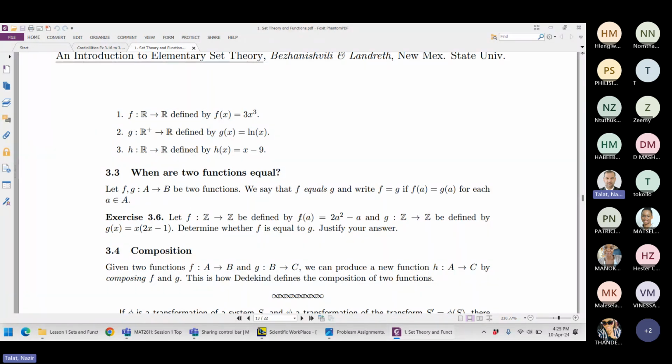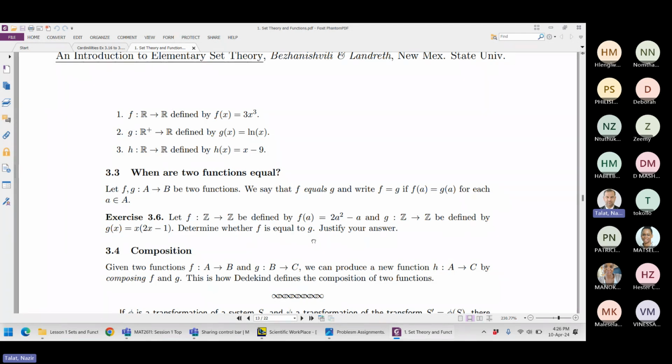For instance, if we take f of a equal to 2a square minus a, and g is also a function from Z to Z defined as g of a equal to a times 2a minus 1. Now notice that for each value of a belonging to Z, f of a is equal to g of a. So this means that these functions fulfill this definition, and hence these two functions are equal.